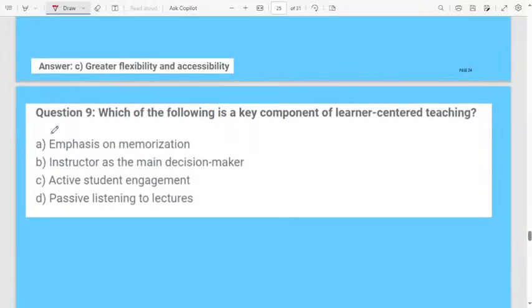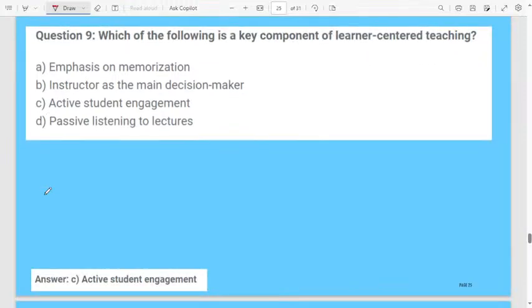Next, which of the following is a key component of learner-centered teaching? Option A, emphasis on memorization. B, instructor as the main decision maker. C, active student engagement. D, passive listening to lectures. Active student engagement. Learner-centered teaching is mainly based on the activity of a learner, therefore active student engagement.